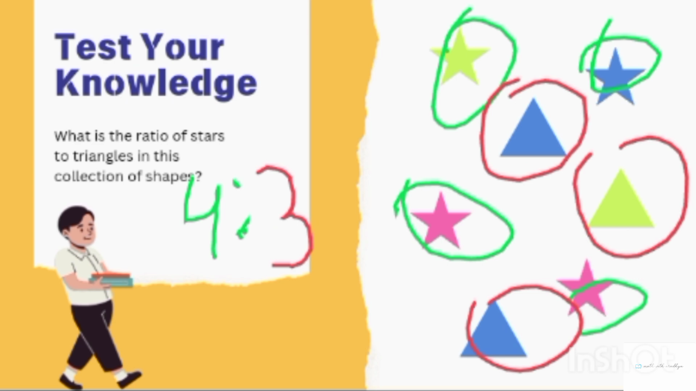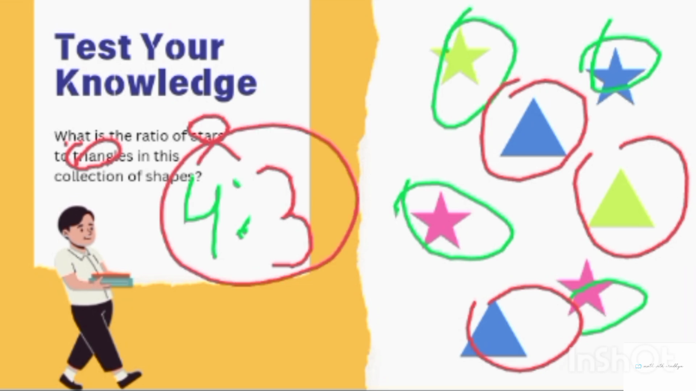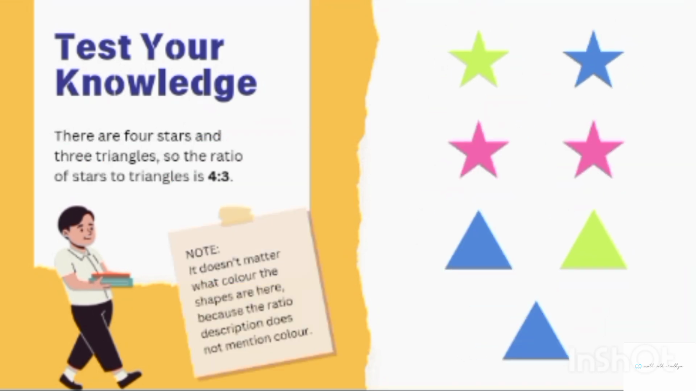We first count the stars because they said stars to triangles, not triangles to stars. So the answer we are having is 4:3. Yeah, we have the correct answer. It doesn't matter what color the shapes are here, because the ratio description does not mention colors, so we are not going to test the colors.